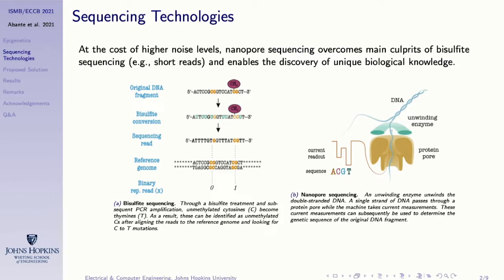Nanopore sequencing, instead, offers an exciting paradigm that overcomes the main culprits of bisulfite sequencing. This technology can produce very long reads and simultaneously contains information about several epigenetic marks. This gives nanopore sequencing an incredible edge over bisulfite sequencing in certain applications, such as the study of repetitive elements or in allele-specific analysis, for example. But it also enables a new set of analyses that can be done jointly over multiple epigenetic marks. Nanopore sequencing, however, has an important limitation, which is that the current signal is rather noisy, and that needs to be taken into account when performing the downstream analysis.